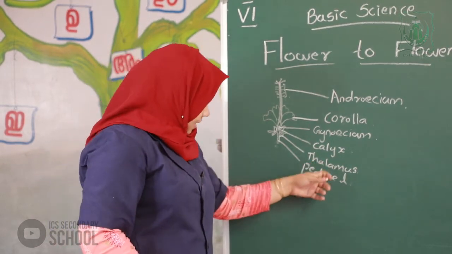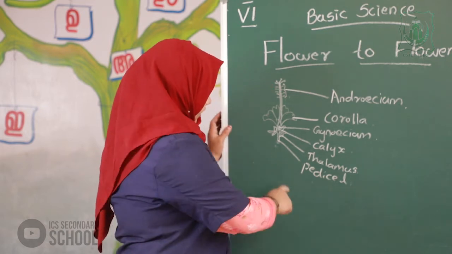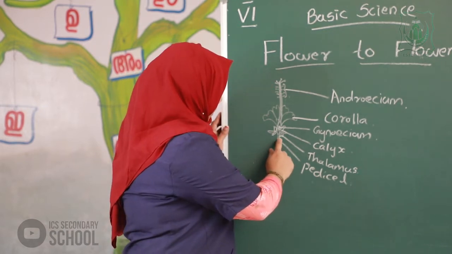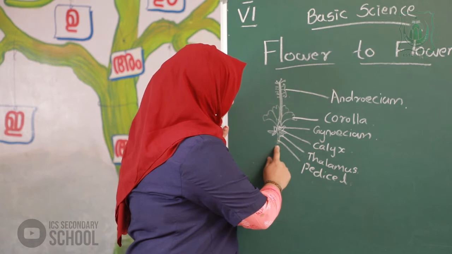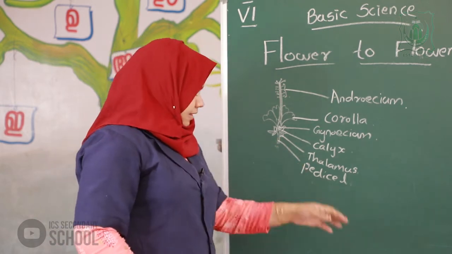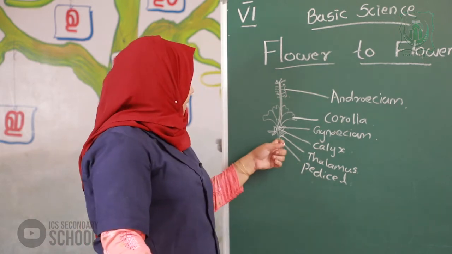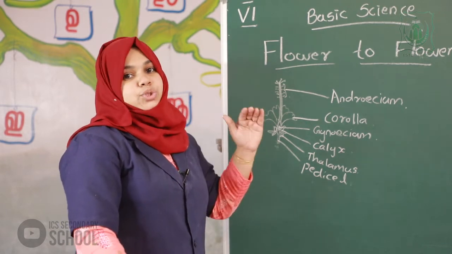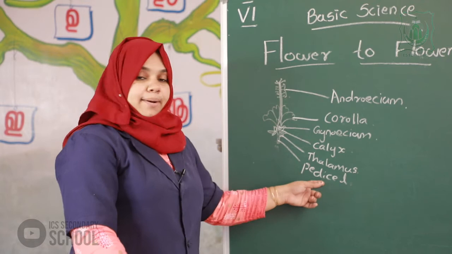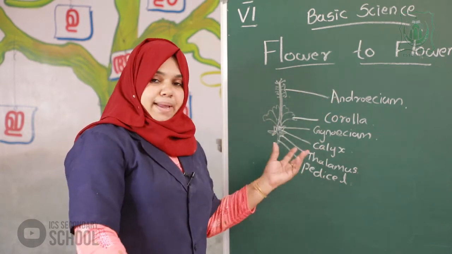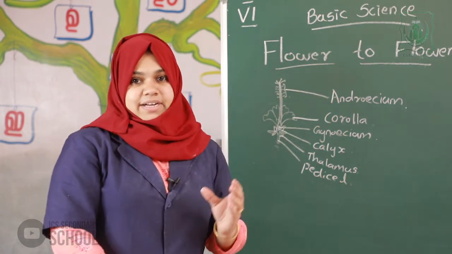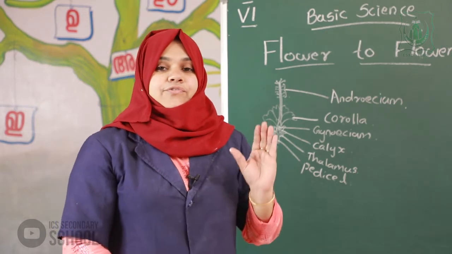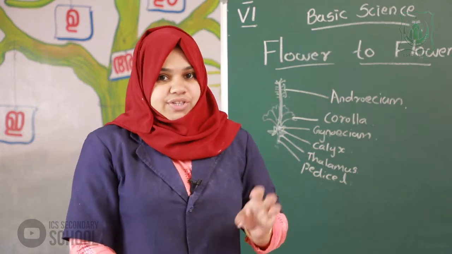Then what is thalamus? Thalamus holds the different parts of the flower. Pedicel connects the flower to the plant. Which part? Pedicel. These are the main parts of a flower and their functions. All of you write this and study well.